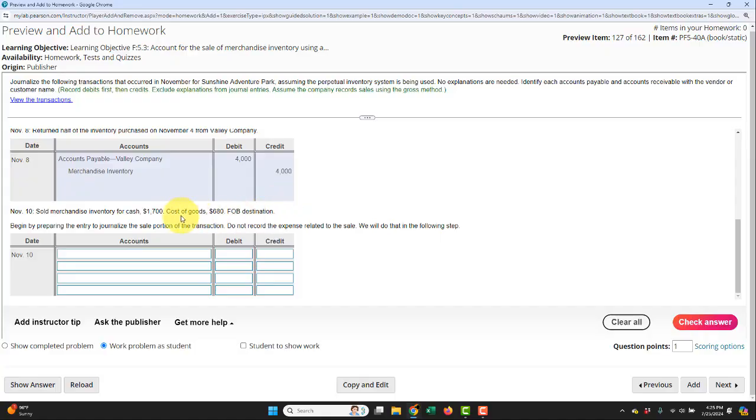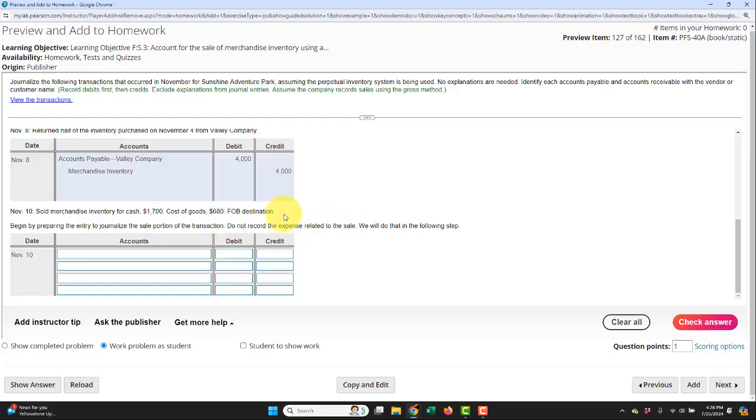Okay, so now we're switching hats. Now we are the seller of this inventory. So we have a different set of journal entries to think about. So we're selling it for cash and it's giving us the cost of goods sold, and we're given some information about how we've dealt with the shipping. So it's saying first prepare the part of the journal entry for the sales portion of the transaction. Do not record the expense.